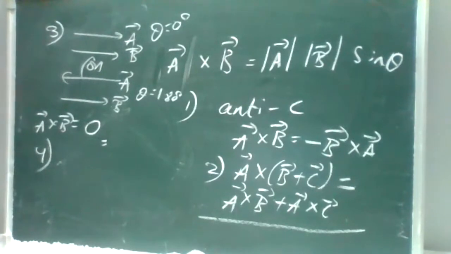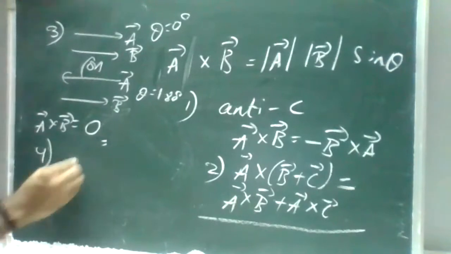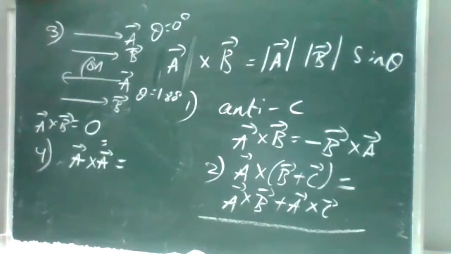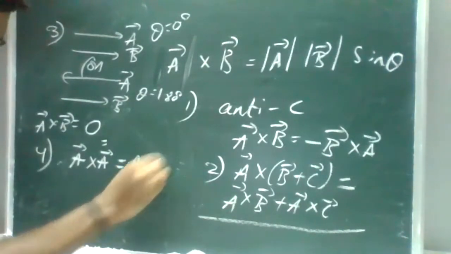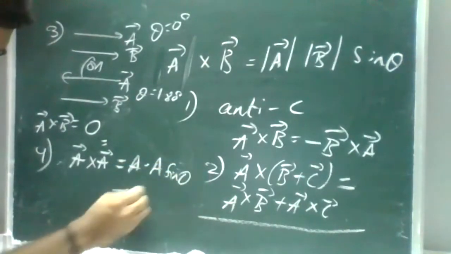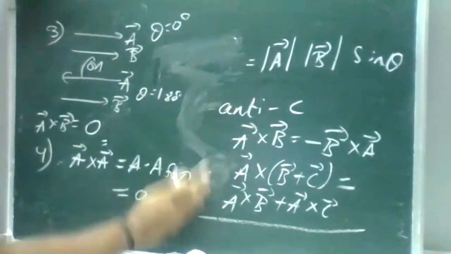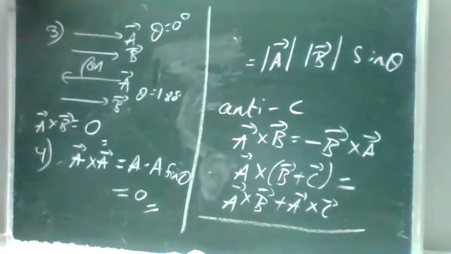Fourth point: vector product of a vector with itself. Now, A vector cross A vector. When you are multiplying with itself, theta is again 0 degrees because both are in the same direction. So it is A into A sine 0, so it is 0. When you are multiplying a vector with itself, it is equal to 0. So this is your fourth point.